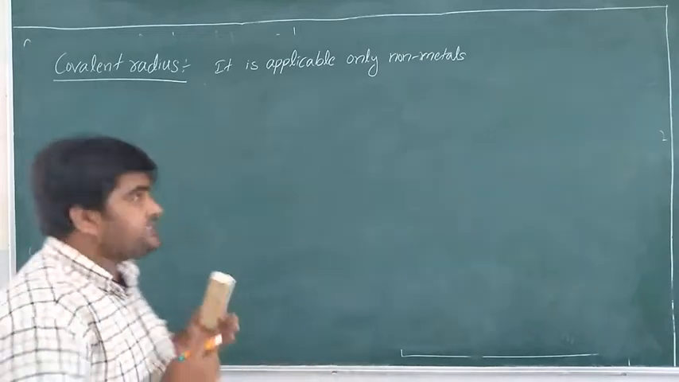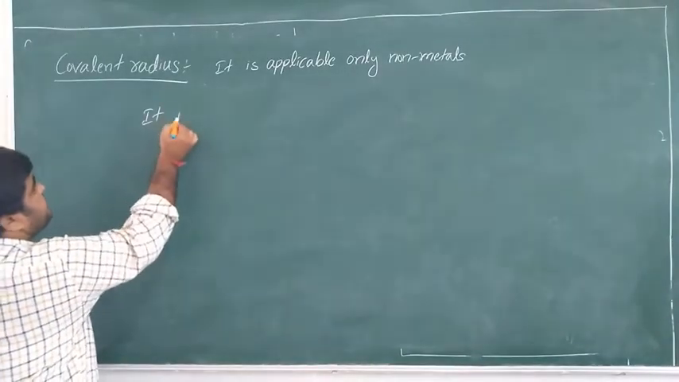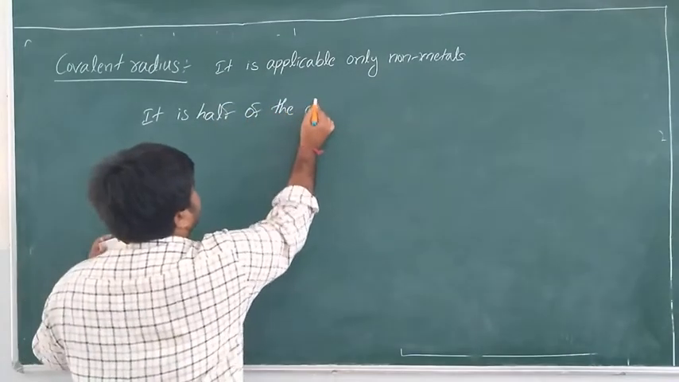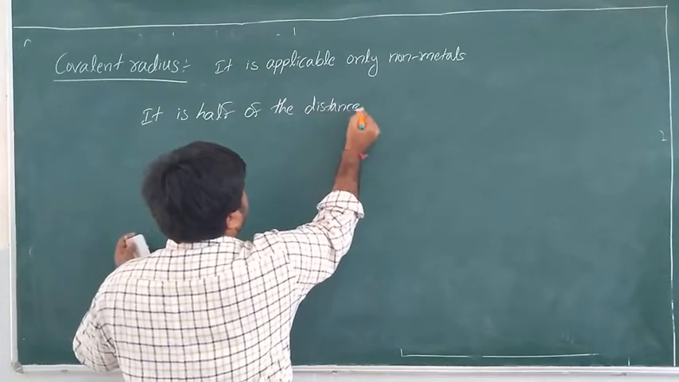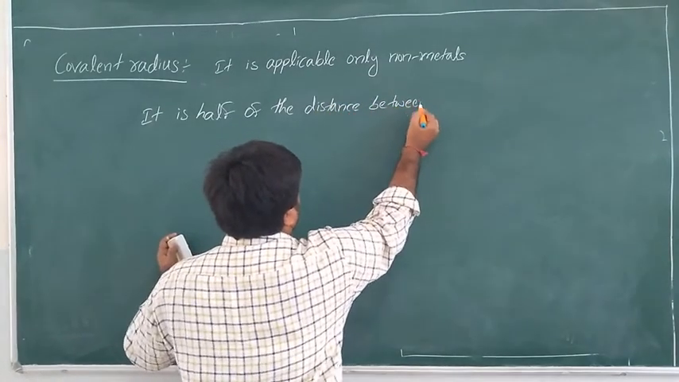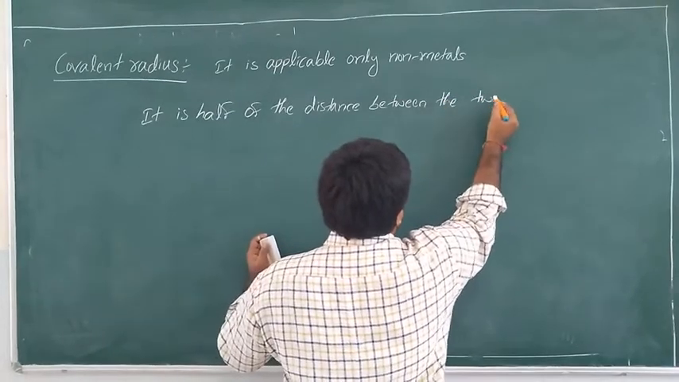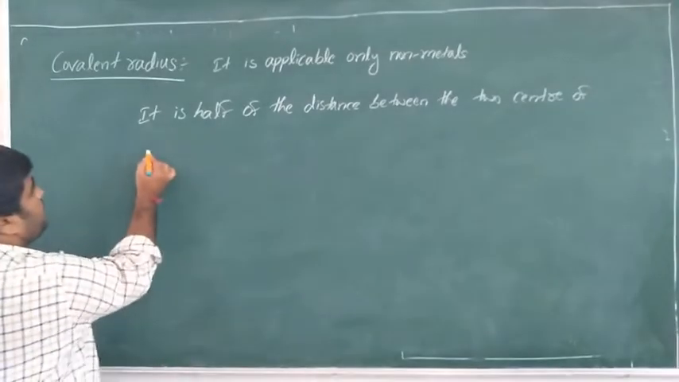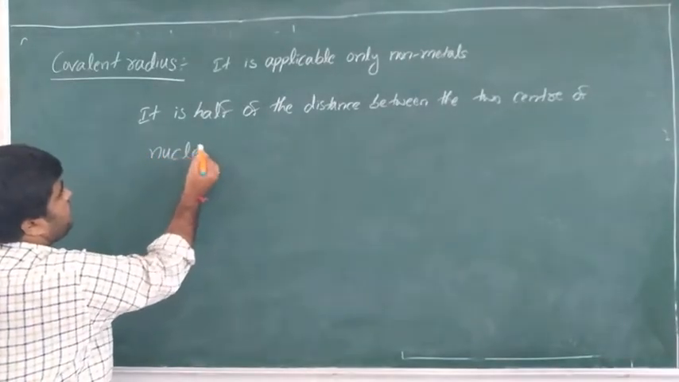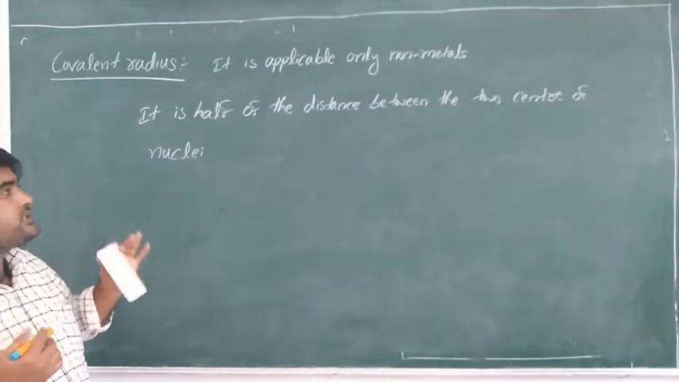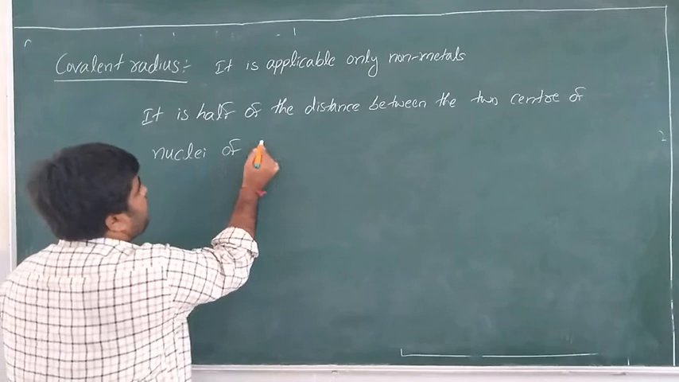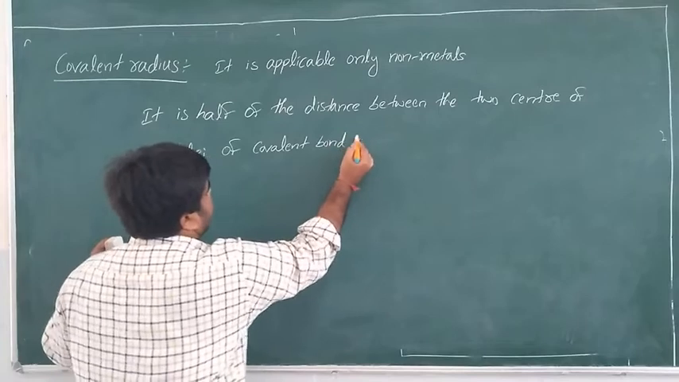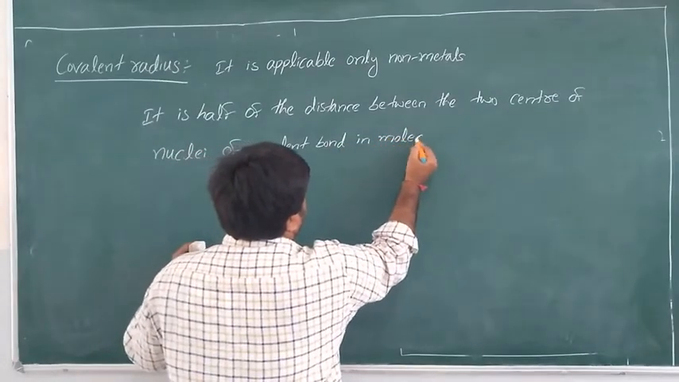What is the covalent radius? It is half of the distance between the two centers of the nuclei. It is half of the distance between the two centers of the nuclei of covalent bonded atoms in a molecule.